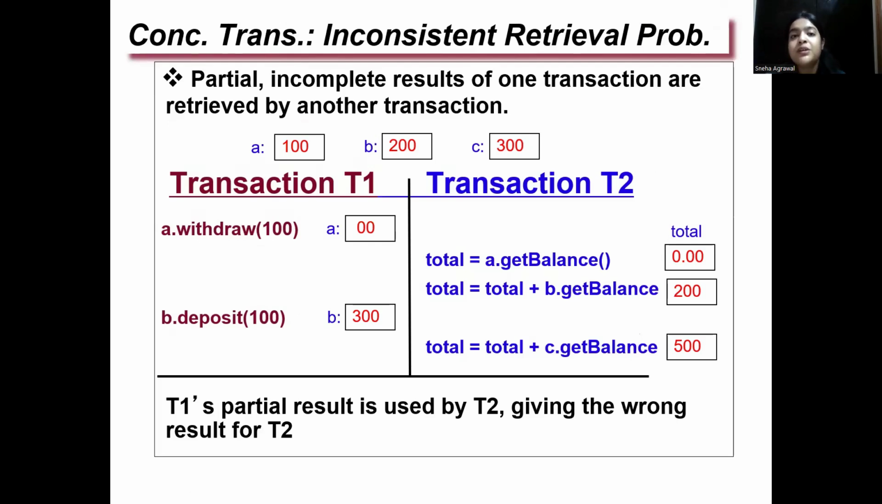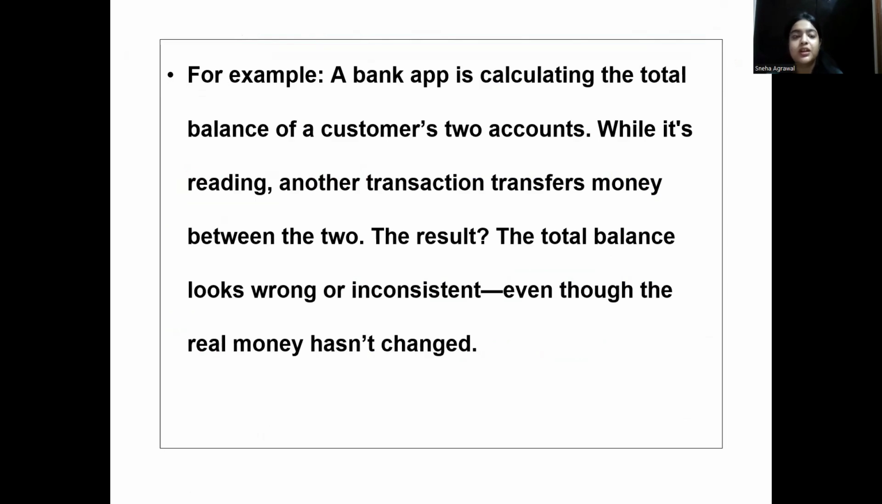Now let's move to another problem, that is the inconsistent retrieval problem. Here, the partial or incomplete results of one transaction are retrieved by another transaction. So here also A has 100 rupees, B has 200 rupees, and C has 300 rupees. And here two transactions are occurring in such a way that T1's partial result is used by T2, giving the wrong result for T2. For example, let's take another example.